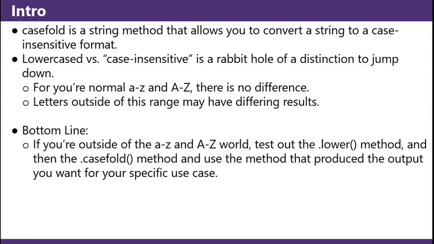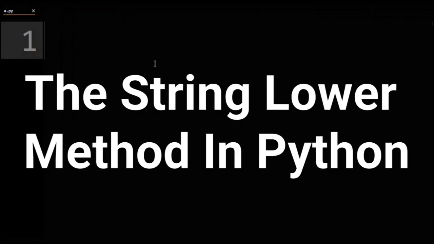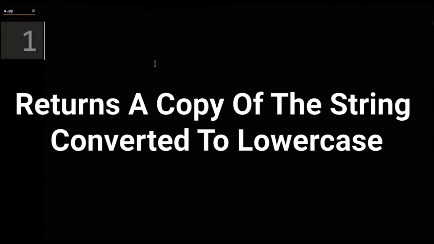Bottom line, if you're outside of the A through Z and the capital A through Z world, test out the dot lower method and then the dot casefold method, and use the method that produced the output you want for your specific use case. The string lower method in Python returns a copy of the string converted to lowercase.